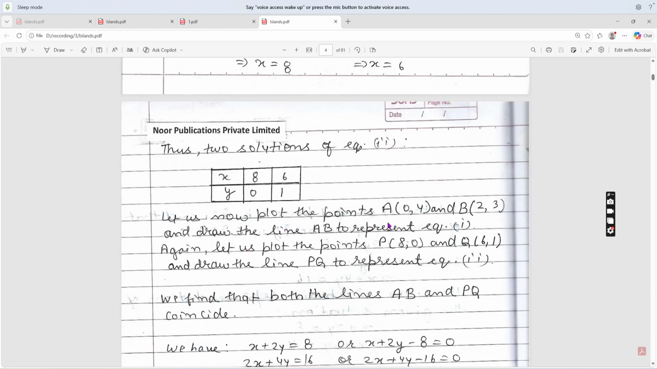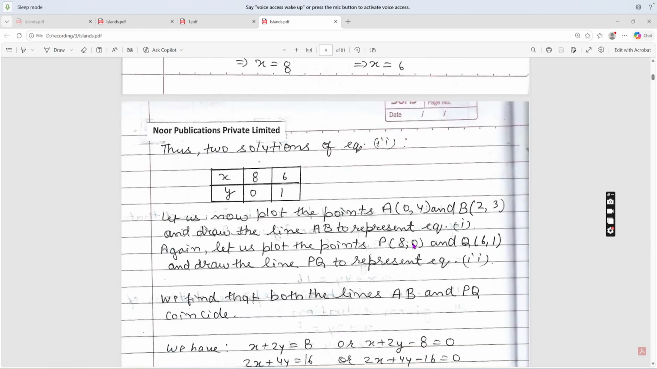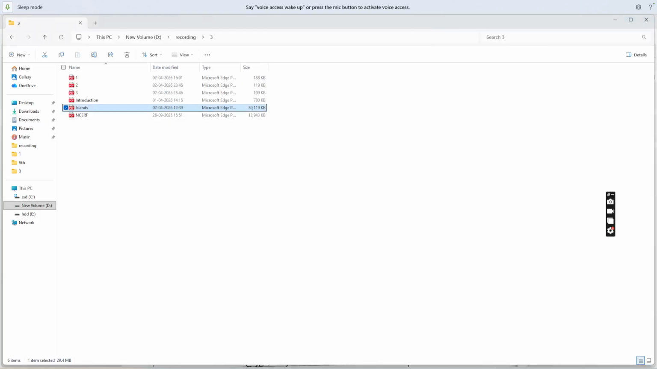Okay, let us now plot the point A. Let the point A be (0, 4). This is the point. And let the point B be (2, 3), as we have written here. And draw the line AB to represent equation 1. Again, let us plot the points P, which is (8, 0), and Q, which is (6, 1), and draw the line PQ to represent equation 2. We find that both the two lines AB and PQ are coincident. How? Now I'm going to show you the graph of them.